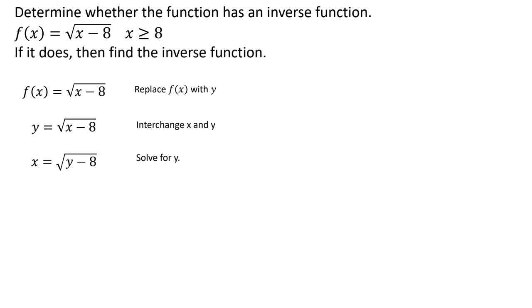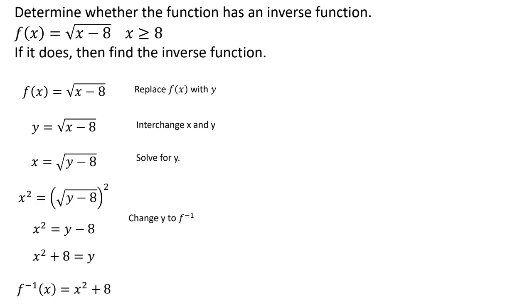The first thing that I need to do is square both sides. This is going to give me x squared is equal to y minus 8. I'm going to add 8 on both sides. So x squared plus 8 is equal to y. So this is the equation, but I need to indicate that what I just solved for was its inverse. So I need to replace that y now with this symbol, f to the exponent -1. This means inverse. So again, this function here, its inverse would be x squared plus 8.